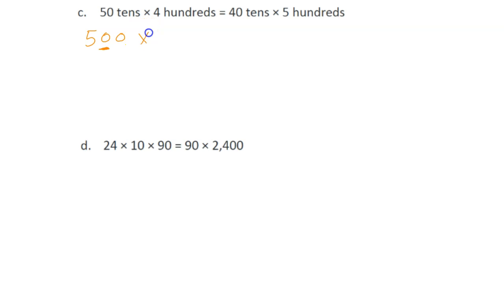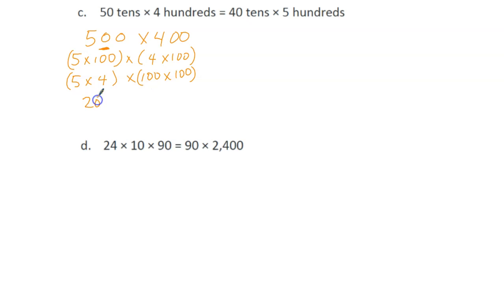Alright, times 4 hundreds. Alright, so let's factor these numbers out. We're going to use our associative property and say we want to have 5 times 4, simple facts. And then we have 100 times 100. So 5 times 4 is 20. Remember, when we're multiplying 5 times an even number, it comes with its own 0.